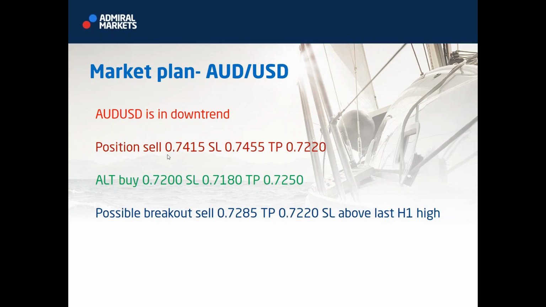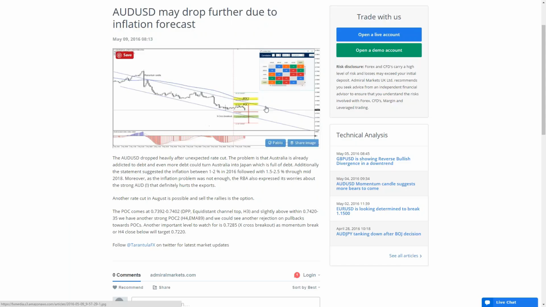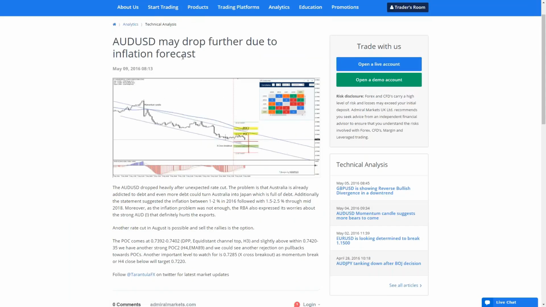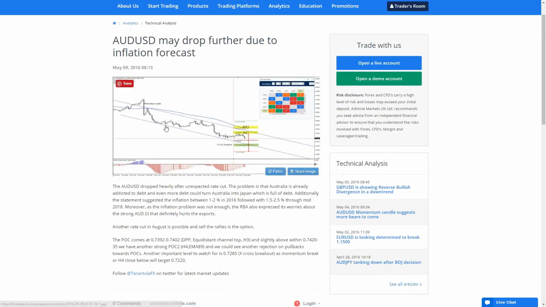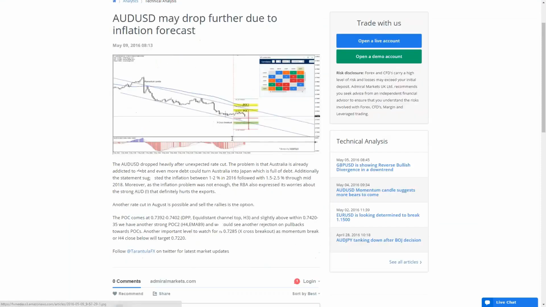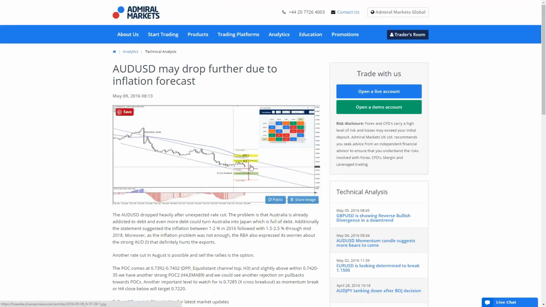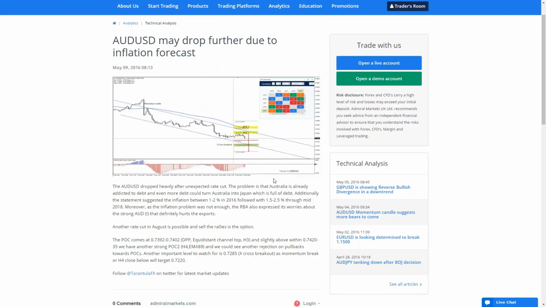And it will be the safer way to trade. So once more, guys, here you can see the analysis very clearly explained, and I hope that it's clear. Okay? Sell on rallies for Australian dollar.